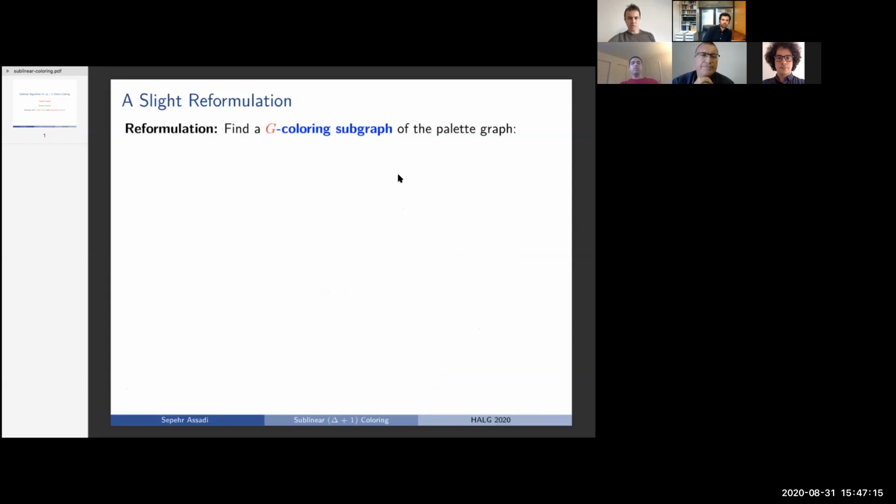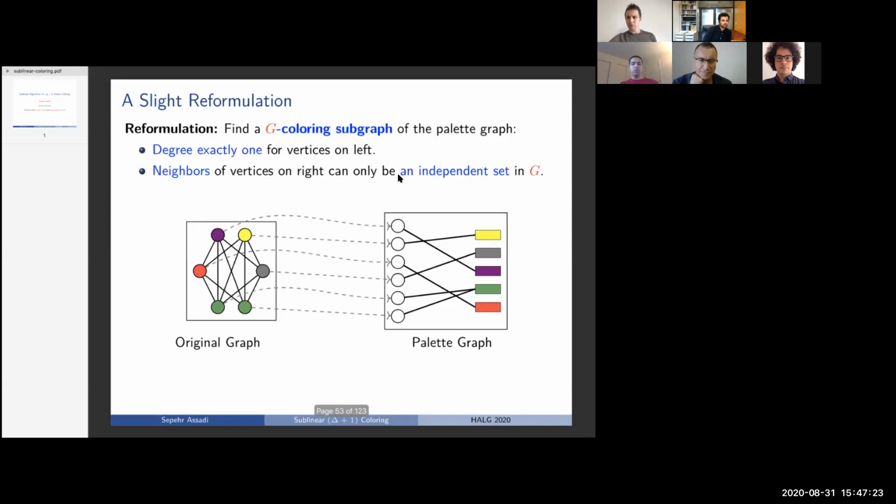Now, in general, we can reformulate the problem as finding this G coloring subgraph. If you give me any G, which is even not a clique, the assignment problem will be the following. Let's say this is my graph. I want to find an assignment of vertices on the left to the right so that every vertex on the left is assigned to at least one color. And a vertex on the right, if it's assigned more than one color, those vertices, let's look at the green, those vertices should form an independent set in the original graph. Okay, so that's the assignment problem for the general graph coloring problem.